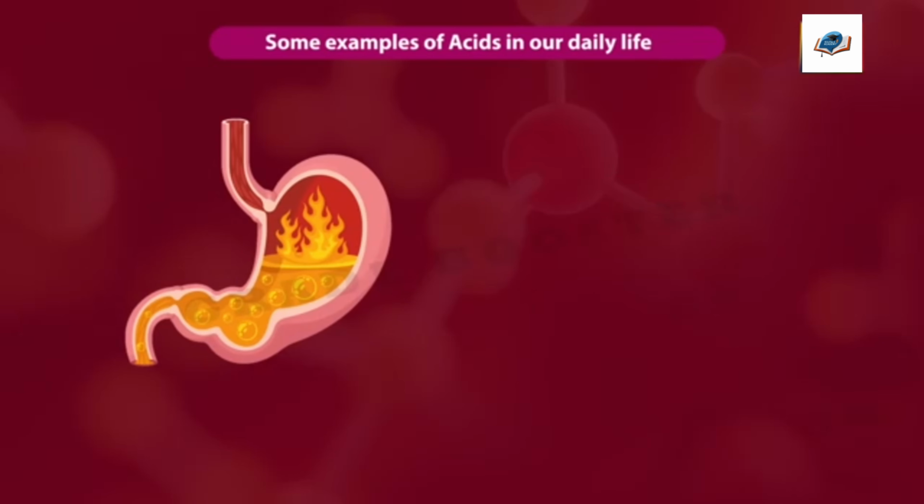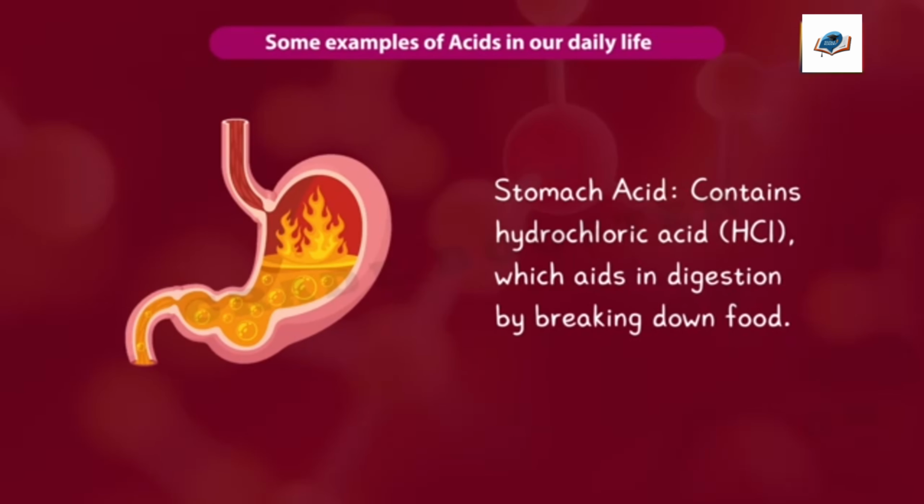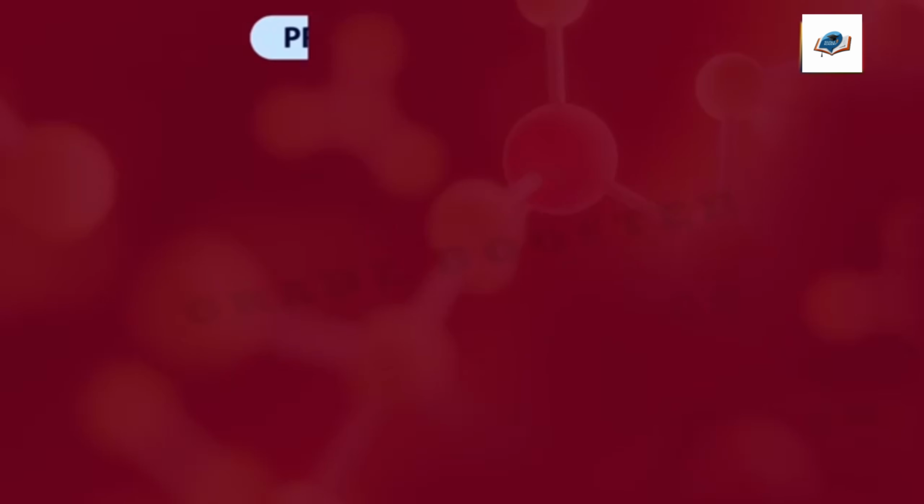Stomach acid. Stomach acid contains hydrochloric acid. This acid helps in the process of digestion. It is important for the activation of the protein-digesting enzyme, that is pepsin. So the stomach acid helps in the breakdown of food. So these are the common acids we generally see in our day-to-day life.